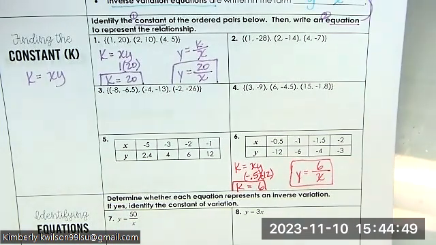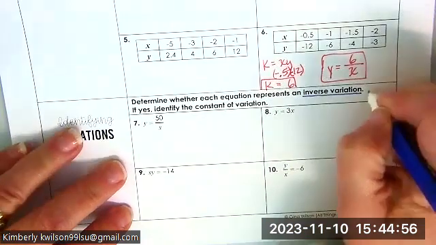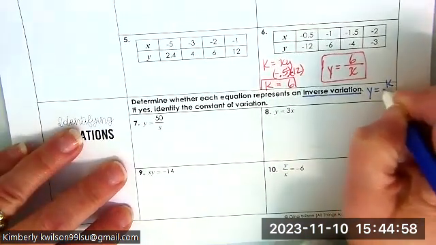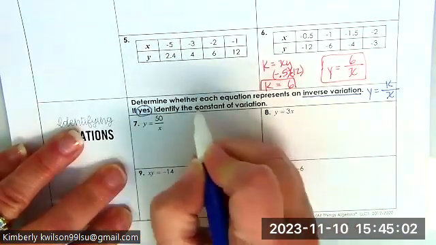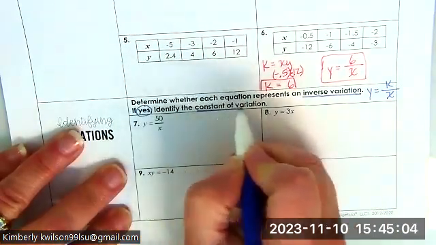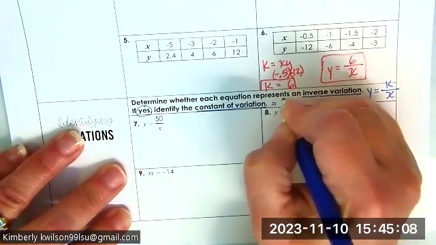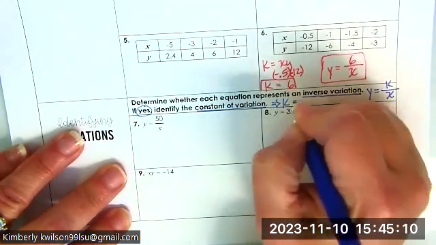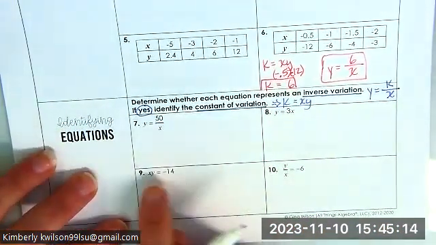All right, now we're going to identify equations. So we're going to determine if it's an inverse variation equation. Remember, the inverse variation equation is in the form of y equals k over x. And if it's a yes, then we have to identify the constant of variation. And remember, that is k equals x times y. So when I'm looking at this, let's look at number 9.